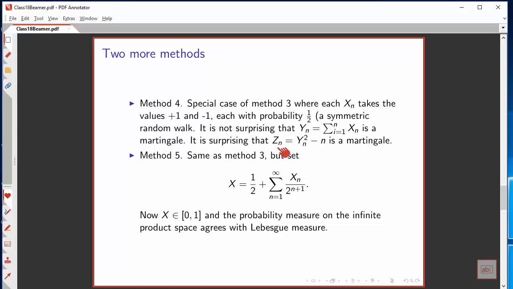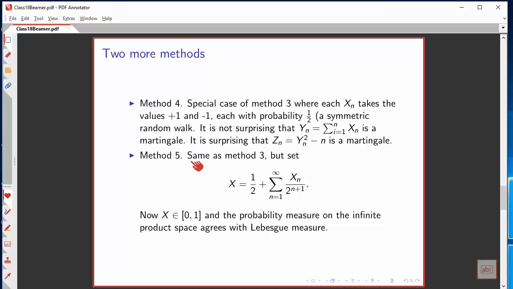A surprising result, which we will prove and use later, is that we can make another martingale out of this by taking the square of y sub n and subtracting off n. That quantity, remarkably, has the same expectation every day.